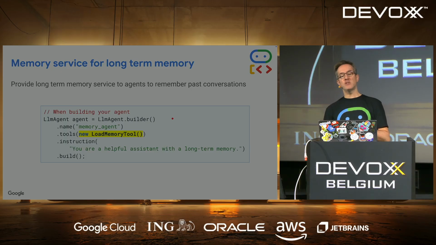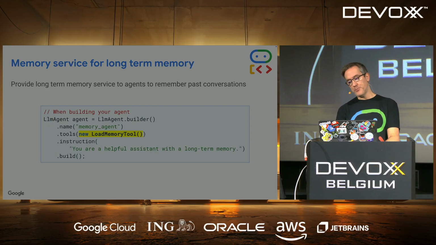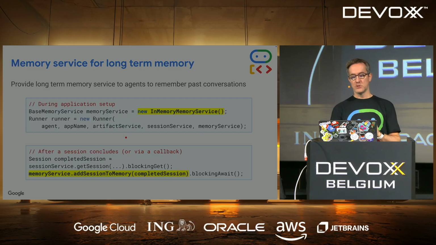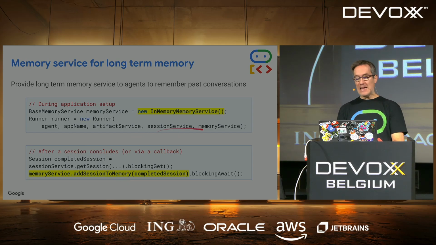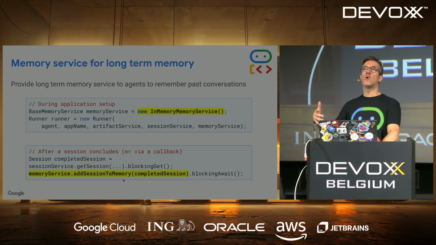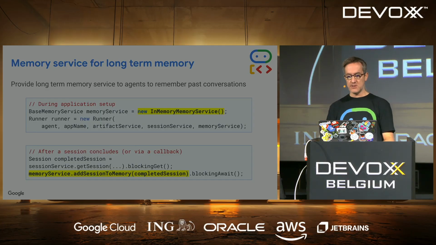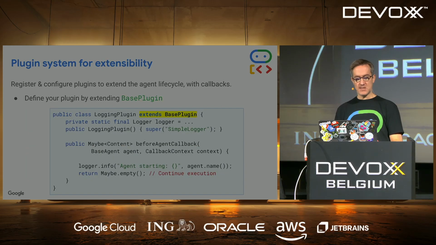There's a memory service for long-term memory, if you want to remember past conversations with your users across different sessions. So there's a load memory tool to load past memories, and there's a memory service. This one is an in-memory memory service, but, well, that's weird to have the repetition of memory. And you add that service when you create the runner, when you integrate an agent in your Java application. And then at the end of a session or via a callback, you can add the new souvenir of what was exchanged in that conversation, in that session.